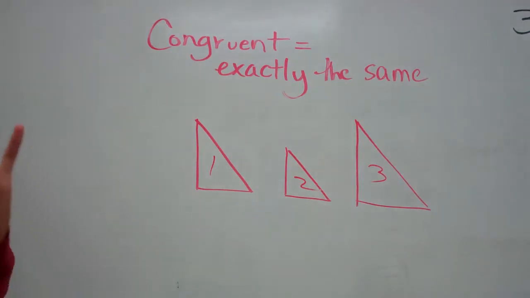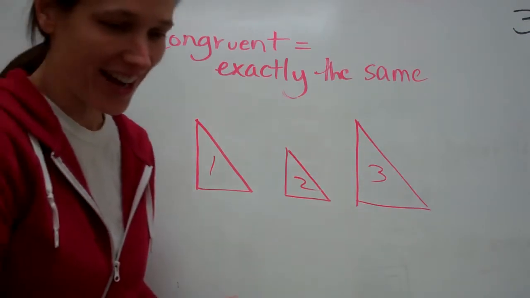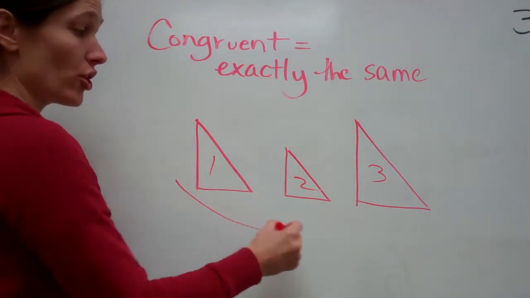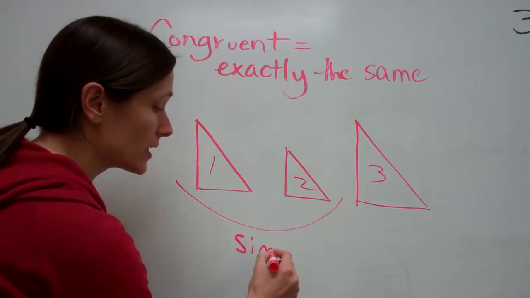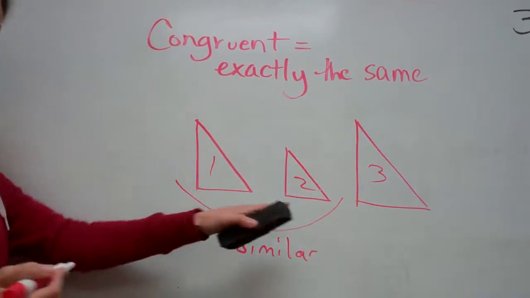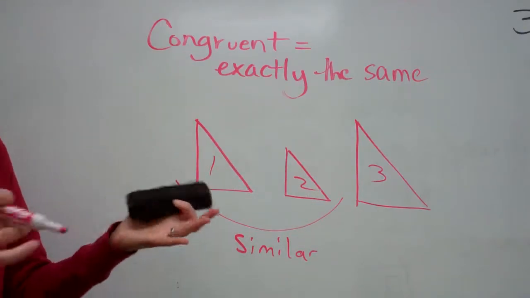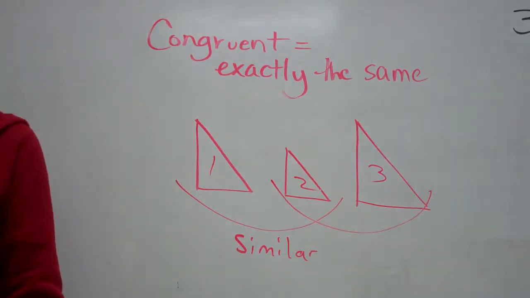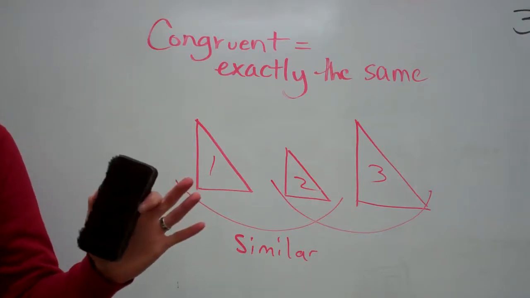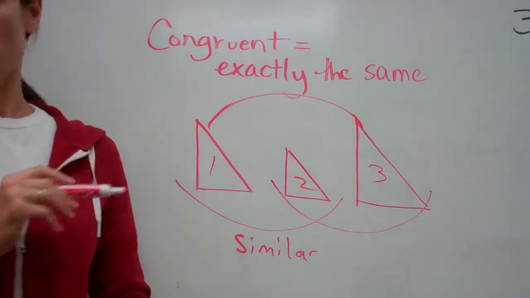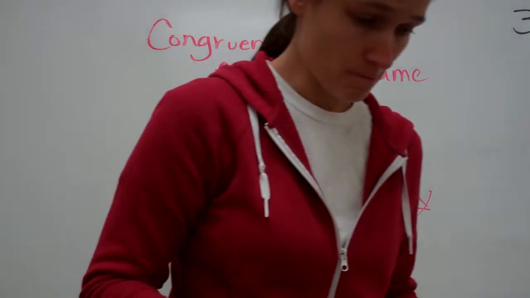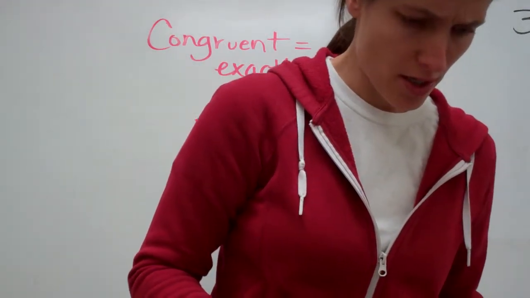But 1 looks smaller than 3. I did really good with 2 if I just made it bigger, right? But 1 and 2 are called similar because they're still similar, right? They're just not exactly the same. Even 2 and 3 are similar, okay? But the only ones that are congruent are 1 and 3. Everybody get that? All right.